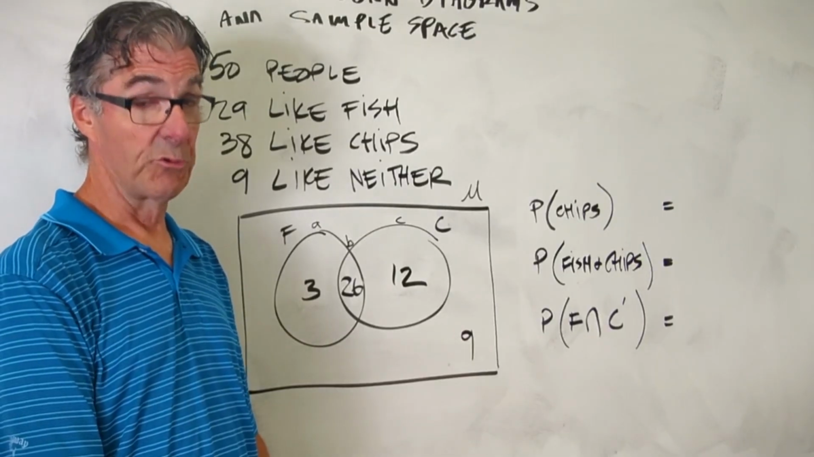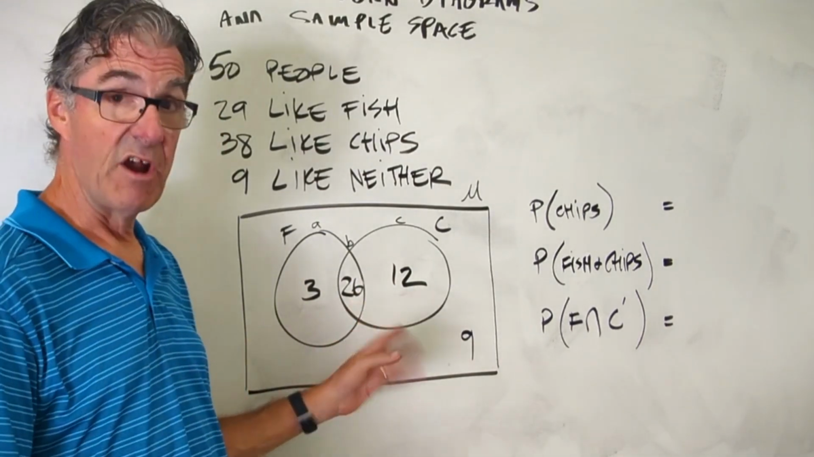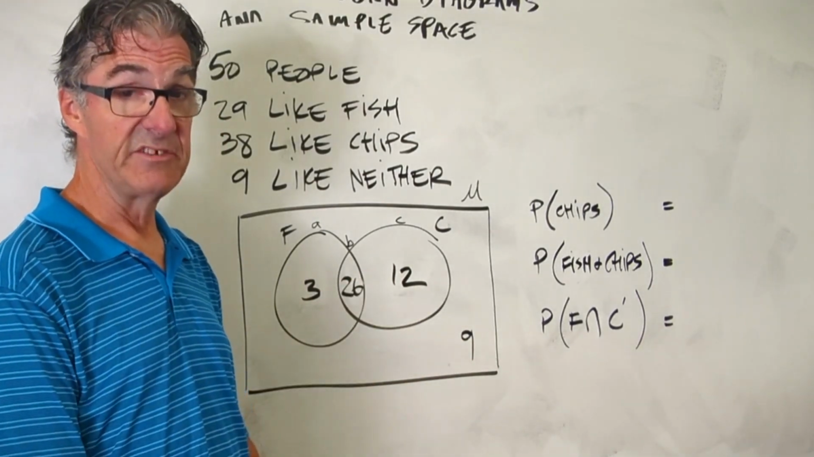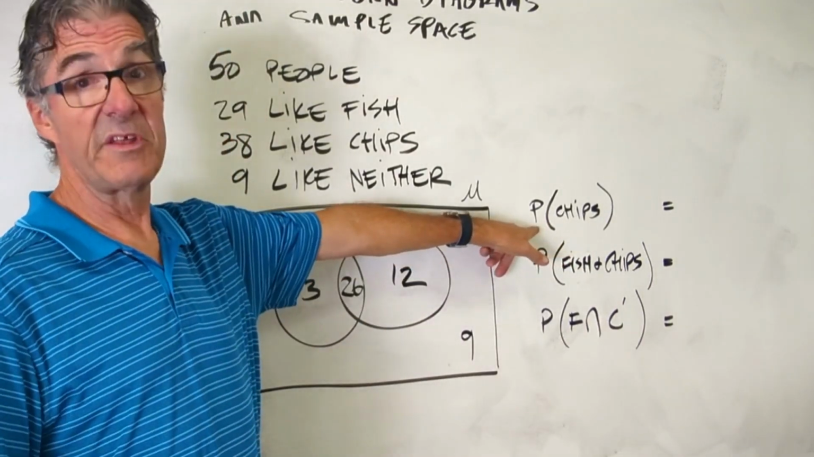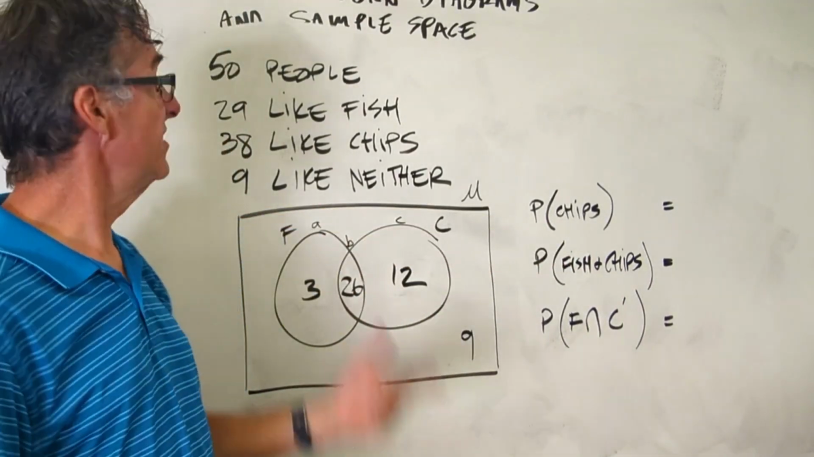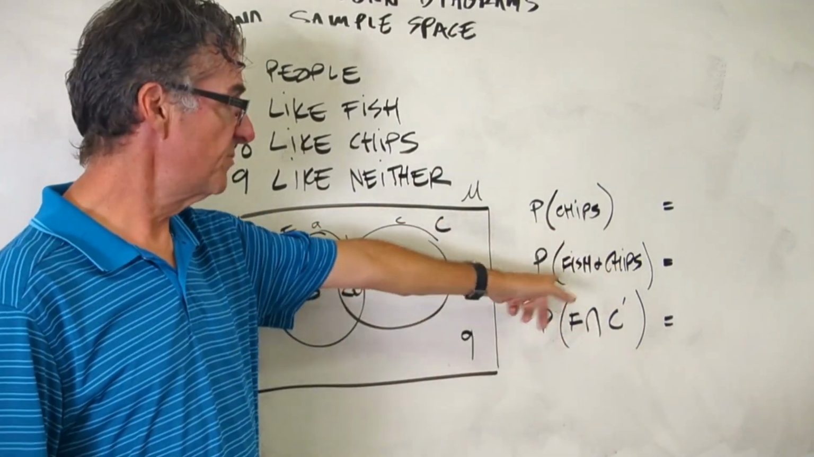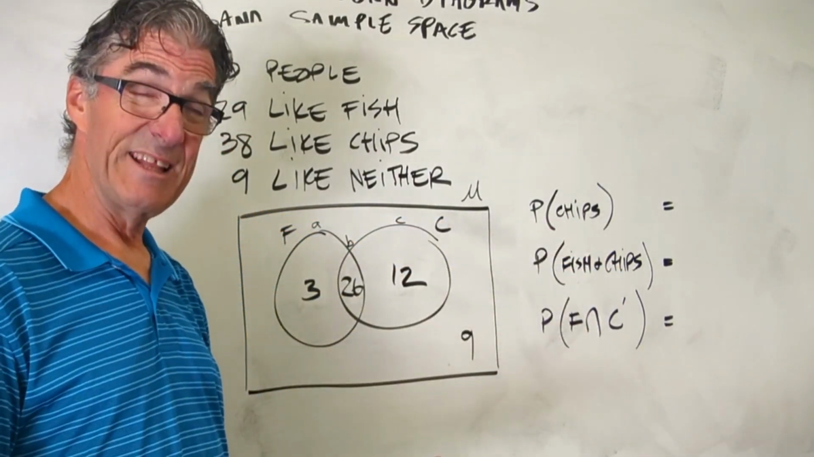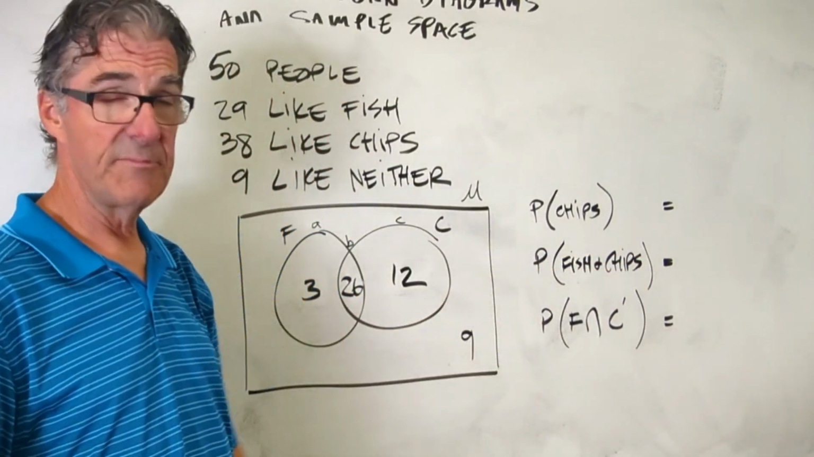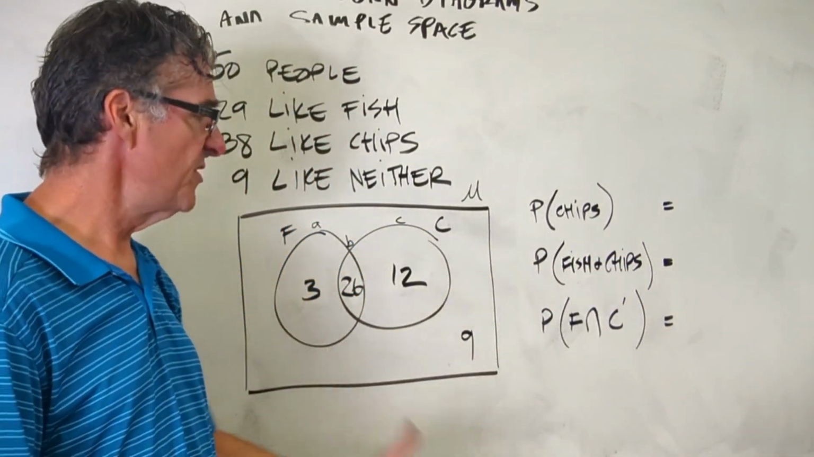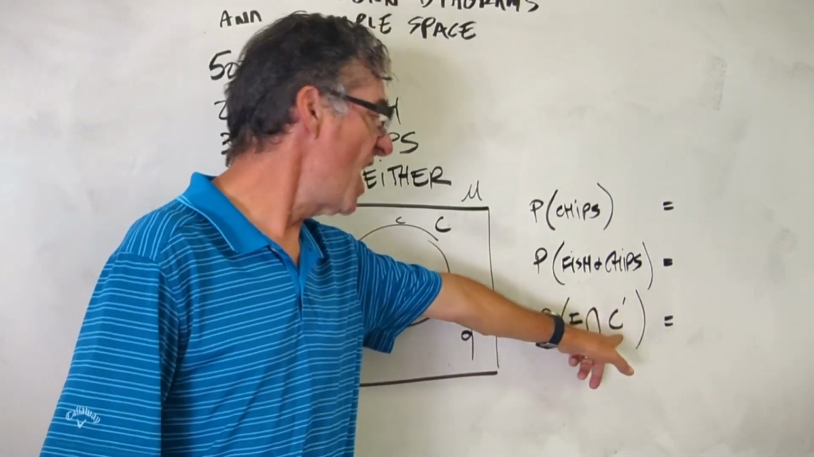Okay, I've posed 3 questions for you. I'm going to want you to pause the video, use a Venn diagram, and come up with those probabilities. You can list them as fractions if you like for now. So, what's the probability that a randomly selected person out of our total of 50 likes chips? What is the probability that our randomly selected person likes fish and chips? And finally, the more complicated one, what's the probability that the randomly selected person likes fish but not chips?